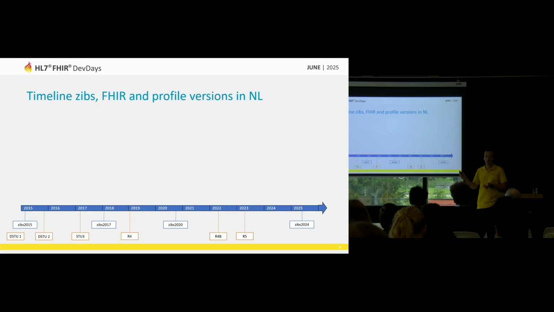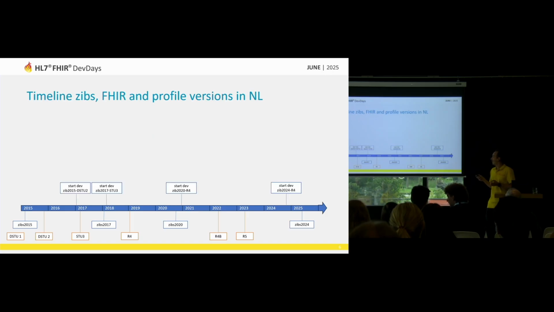So here we have a timeline from 2015 to now. And at the bottom, you see all the FHIR versions that may be familiar to you. And so far, we have 4 releases of the ZIPs, one in 2015, the next 2017, 2020, and 2024. And in that time, FHIR was not really a thing, and the development of those healthcare information models started at the same time. But once they were there, besides having CDA in the Netherlands, we also wanted to exchange the data that was described by the healthcare information models in FHIR.